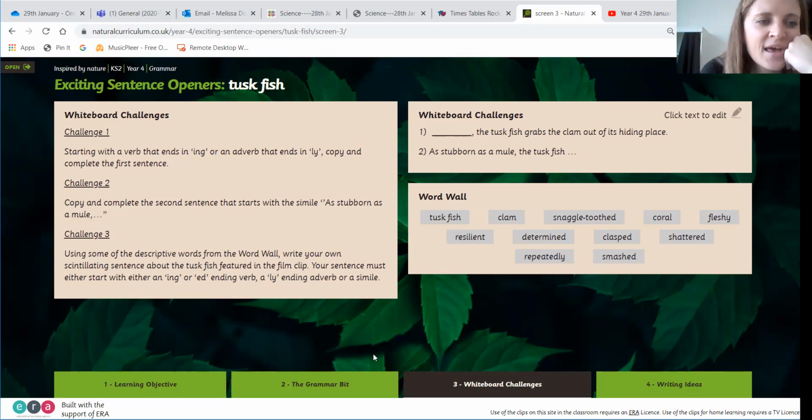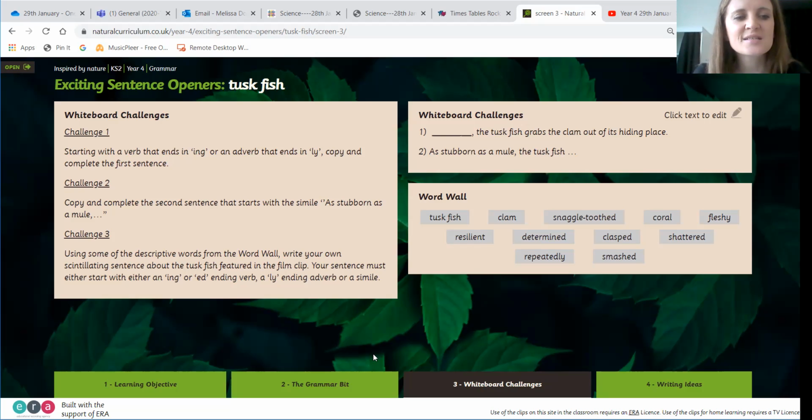Then the next one says, copy and complete the second sentence that starts with the simile "as stubborn as a mule." And now a mule is a type of donkey, and they are often known as quite stubborn animals, that if you're trying to get them to walk somewhere, they don't want to do what you're asking them to do. So, "as stubborn as a mule, the tusk fish..." And can you finish that sentence for me? So what is the tusk fish quite stubborn about? So give that a think.